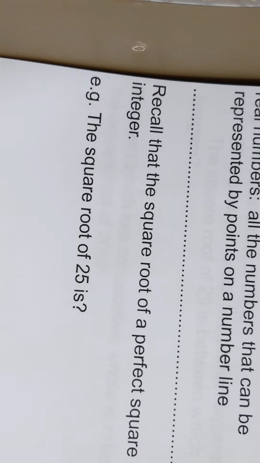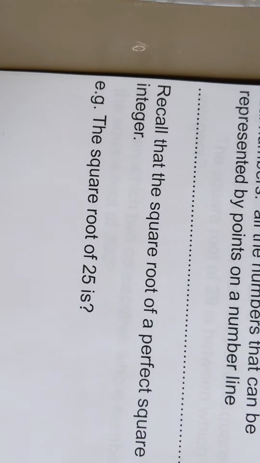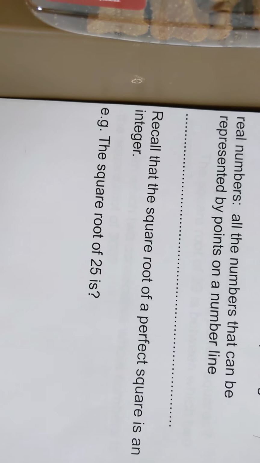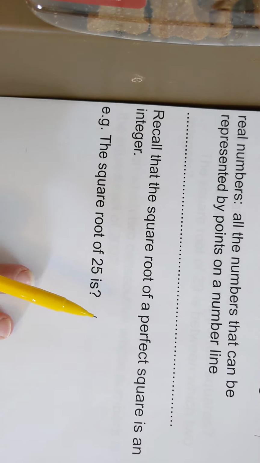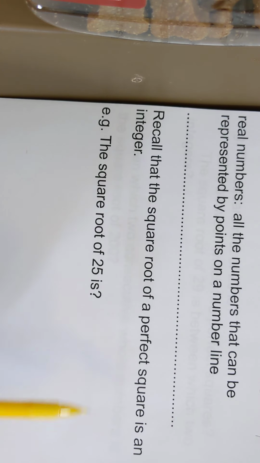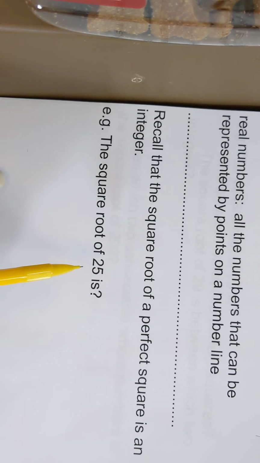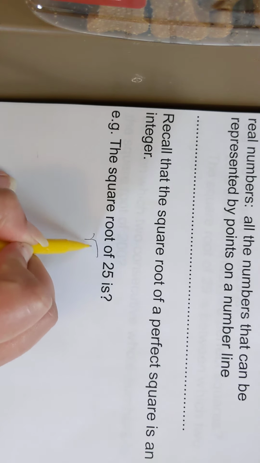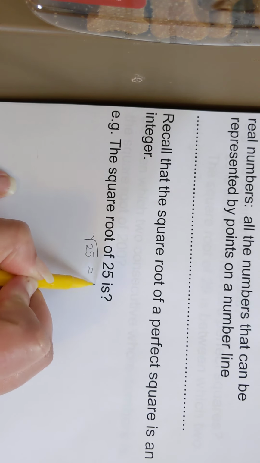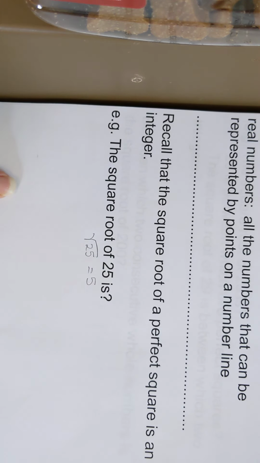Okay, let's talk about some square roots here real quick. Recall that the square root of a perfect square is an integer. So what does that mean? Well, let's take the square root of 25. 25 is a perfect square. So when I find the square root of 25, I know that answer is 5. 5 is an integer.